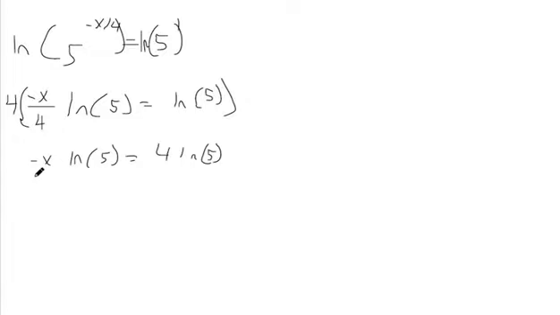It's multiplying to x. So I'm going to undo that by dividing natural log 5 from both sides. And those perfectly cancel out, right? So we get negative x equals 4, or in other words, x equals negative 4.